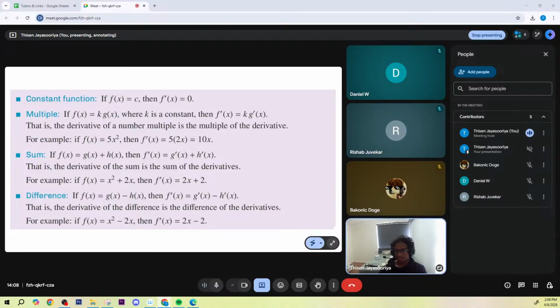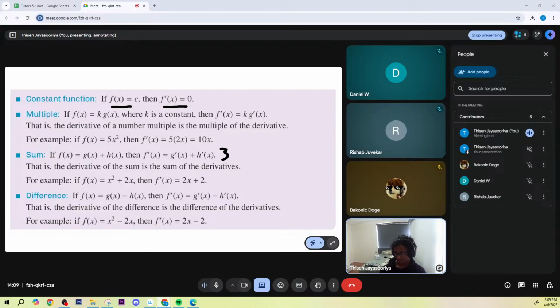Here are some of the properties of derivatives. The derivative of a constant is 0. If we have f of x equals k times g of x, then f dash of x is just k times g dash of x. And for the sum of functions, f dash of x is g dash of x plus h dash of x. These things you should already know from last year, and I'm showing them to you for completeness' sake. Right now it's pretty boring, I know, you don't have to tell me.